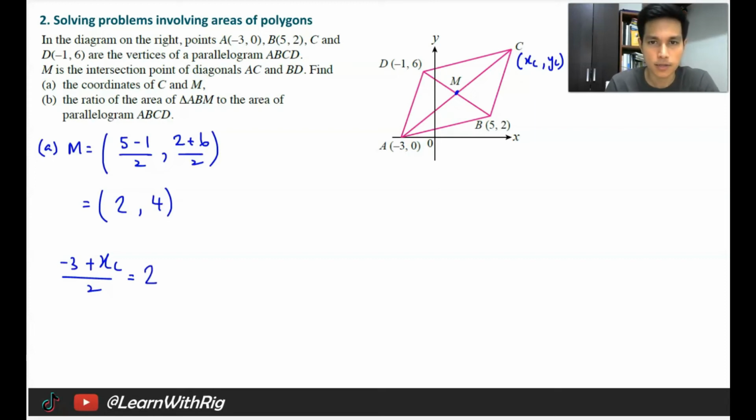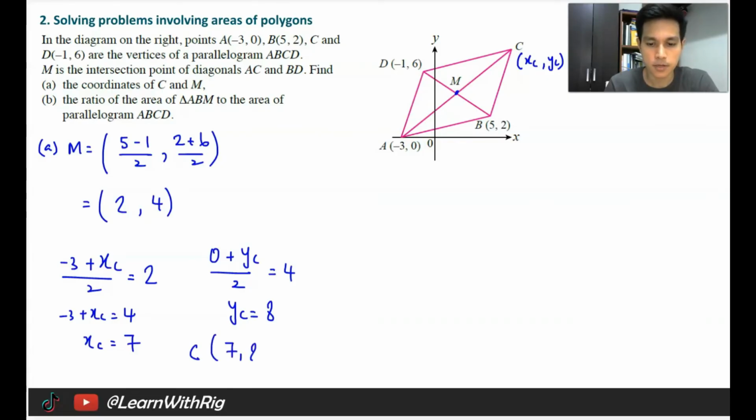And then the Y is what? (0 plus YC) divided by 2 equals 4. So negative 3 plus XC equals 4. XC is equal to 7. In this case, YC is equal to 8. So the coordinate of C is what? 7, 8. So this is how you find your coordinate.